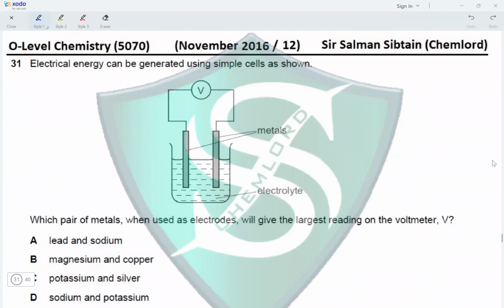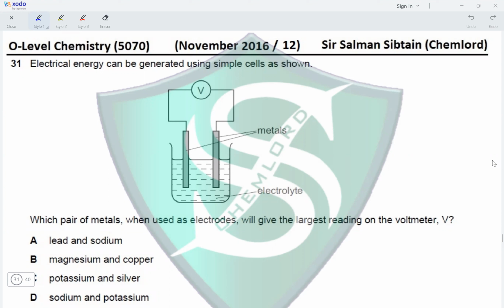Hi guys, this is O-Level Chemistry paper 12, November 2016, question 31. Electrical energy can be generated using simple cell as shown. Which pair of metals when used as electrodes will give the largest reading on the voltmeter?